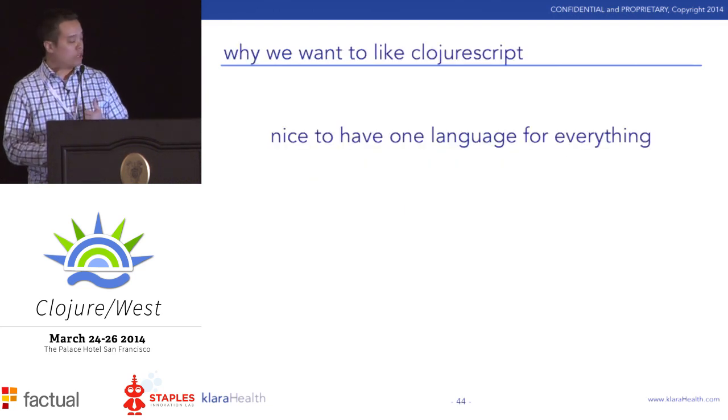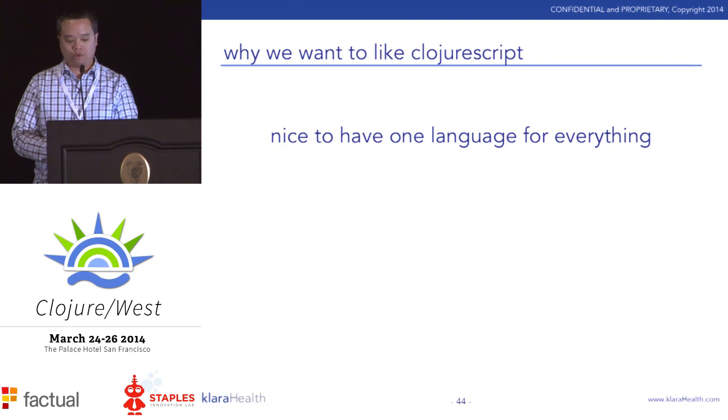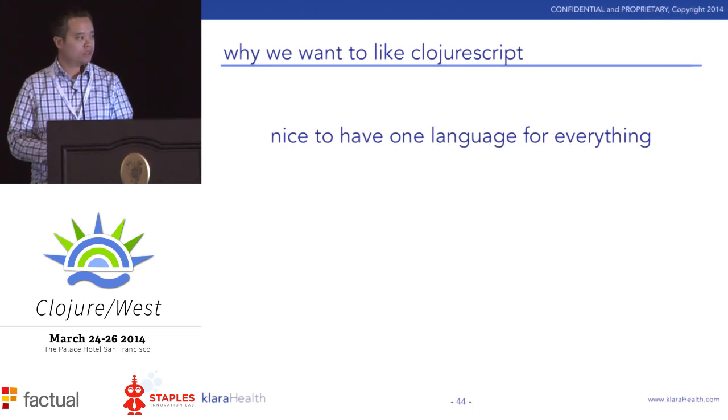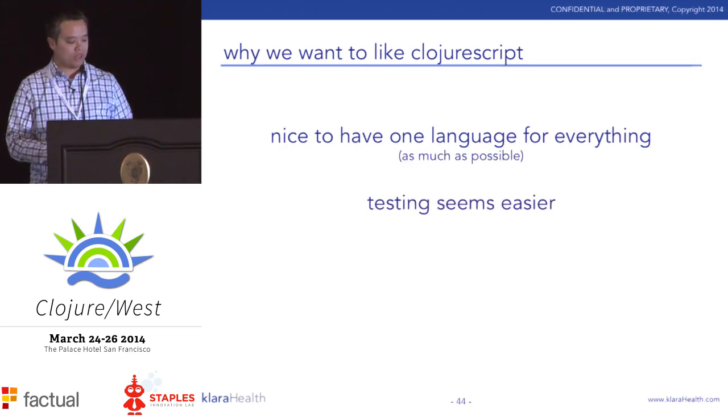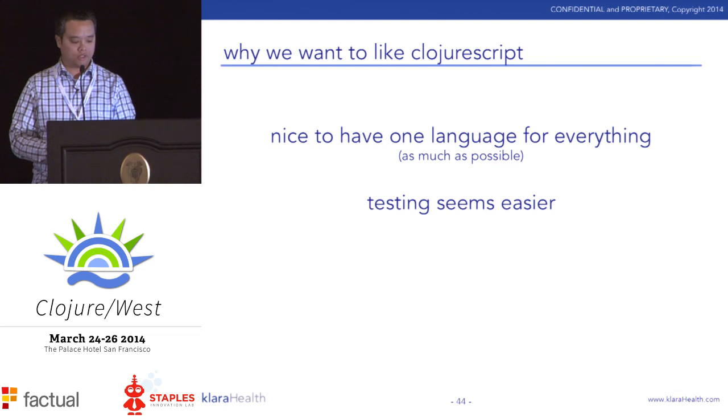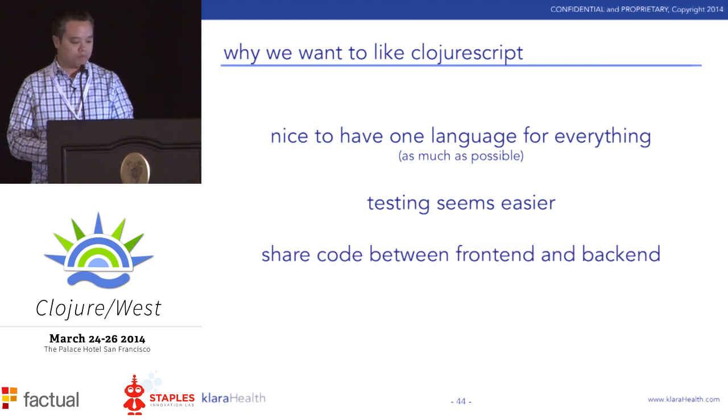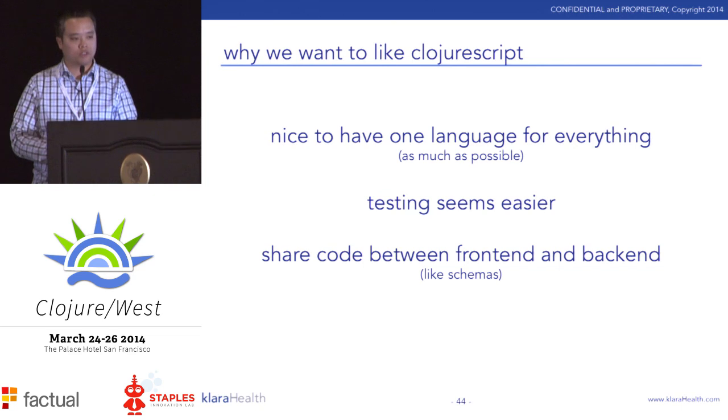And we really want to like ClojureScript because it's nice to have one language for everything, if it's possible. And then testing for us seems easier. That's not necessarily a technical reason, but it's easier to convince people to round out the test suite and make sure that we're actually testing everything we're writing. And being able to share code between the front end and the back end, like the schemas as we're validating, becomes very useful to us instead of having to try to duplicate any of this.